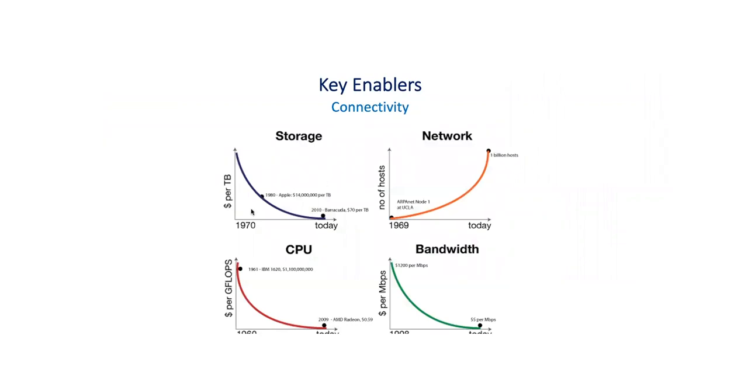Of course, the storage per terabyte or per gigabyte has decreased a lot, but the network has increased, not in price, in the number of hosts. Nowadays, we're talking about more than 1 billion hosts. Also the dollars that we need for CPU, how much cost we need for computing power, and the bandwidth again. We're talking about megabits at a cheaper price today. So this kind of democratization is what really enables the smart industry.